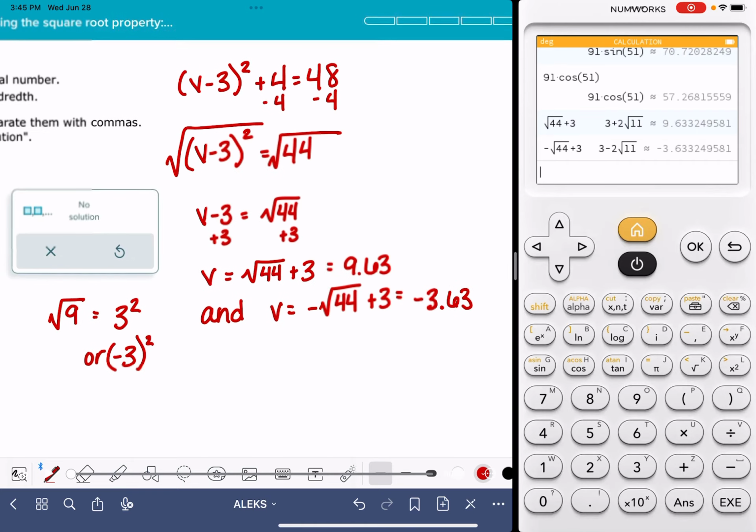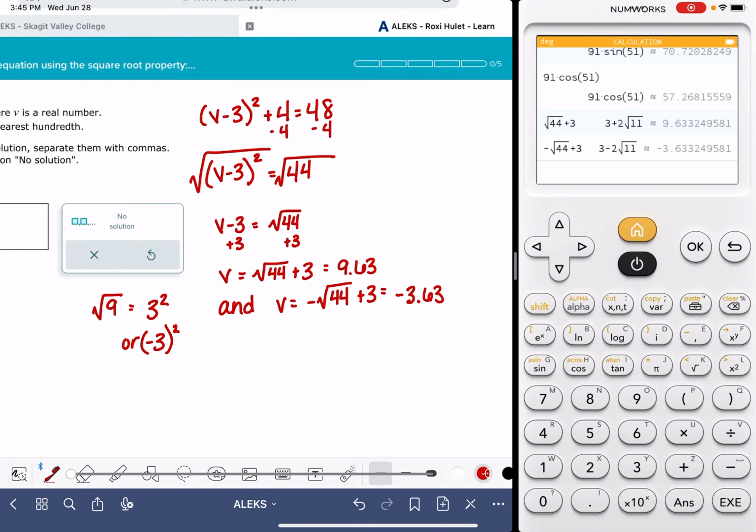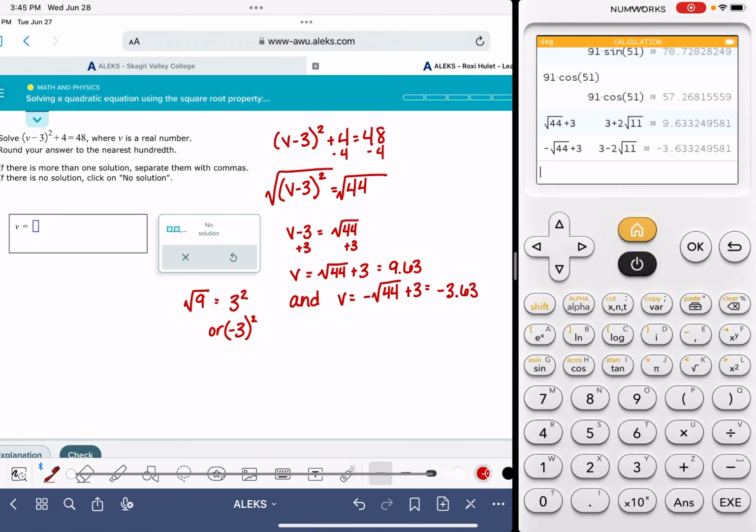Now, you do need to enter both of those numbers in as solutions because they are both solutions to the problem. 9.63, and then just hit a comma and then enter the next number, negative 3.63. No spaces after that comma in order to keep ALEKS happy.